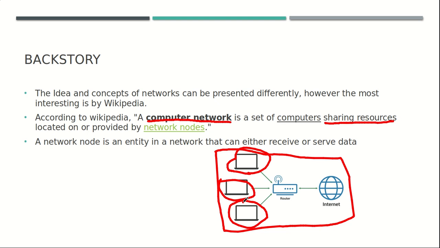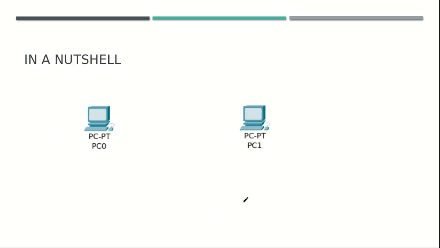Okay, let's take a simple instance, for example. Let's suppose that I have two computers, two generic PCs, a PC0 and a PC1. Right now, it's not a network at all. Well, if we look at the definition given by Wikipedia, it said that we need to have the sharing of resources and we need the network nodes part of it. We only managed to figure out one part of it.